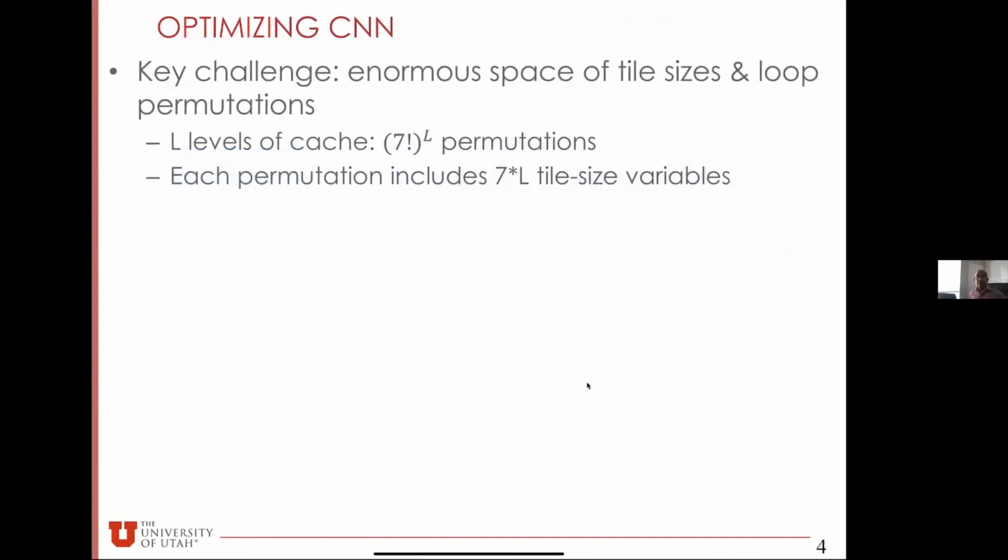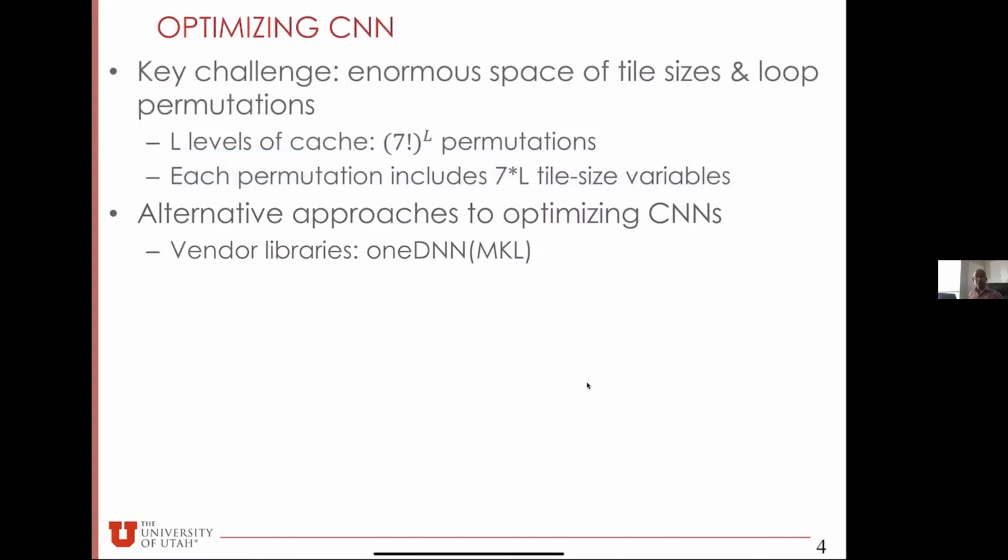So this is the key challenge: an enormous space of tile sizes and loop permutations. With L levels in the memory hierarchy, we basically have 7 factorial to the L permutations of the tiling loops to choose amongst, and each of the permutations will include 7 times L tile size variables. Essentially, for a given permutation of the set of loops, we have 7 times L tile size variables.